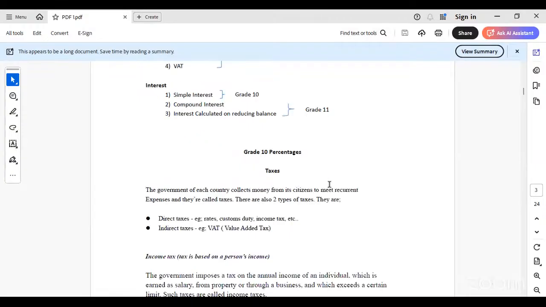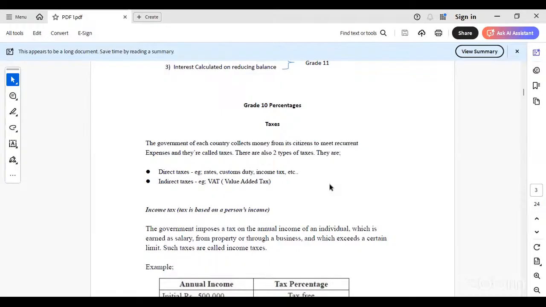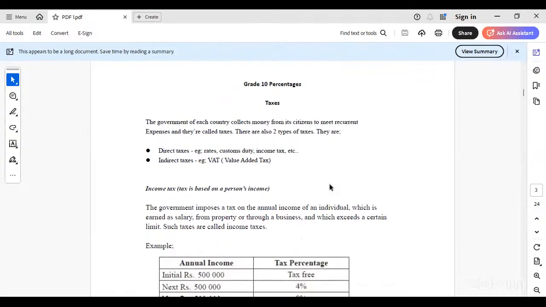Let's start. So grade 10 percentages. You can look at the tute that we have shared. The first one has taxes, right? Taxes: the government of each country collects money from its citizens to meet recurrent expenses, and they are called taxes. So now we know, right? Now we are living in Sri Lanka, so we take a service or buy any kind of product, but normally we don't just pay the raw amount of that. We have to pay a certain amount to the government, and that's what you call taxes.